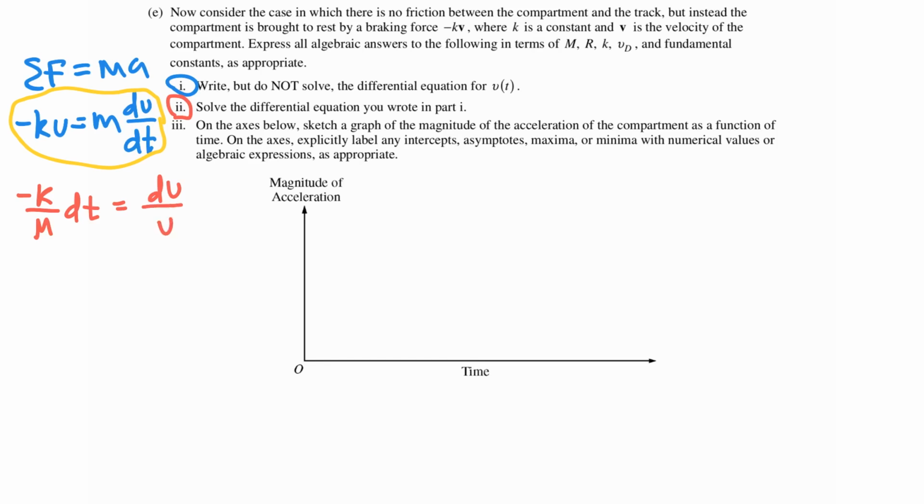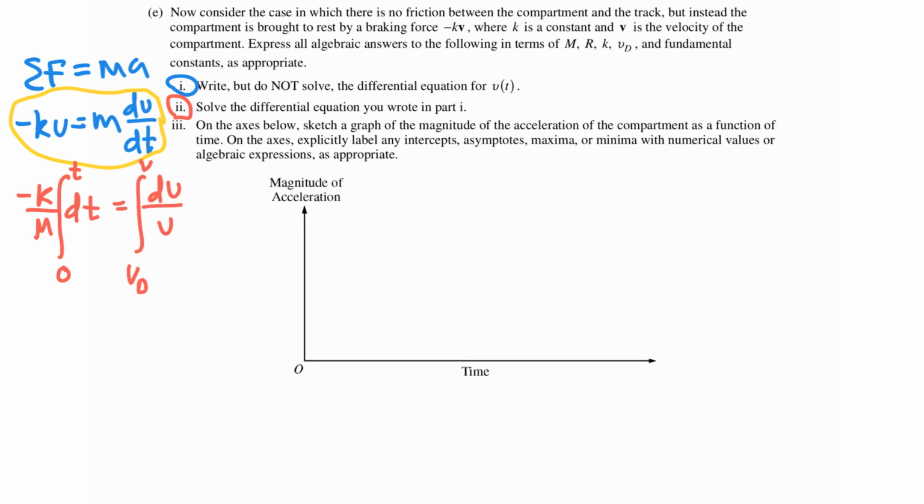From there, we can integrate both sides. On the left-hand side, the minus k and the m are all constants, and so they do not affect the integration. And on the left-hand side, we're going to integrate from t equals 0 up to a time t equals t. And on the right-hand side, we're going to integrate from the initial velocity, which is vD, up to some arbitrary velocity v.